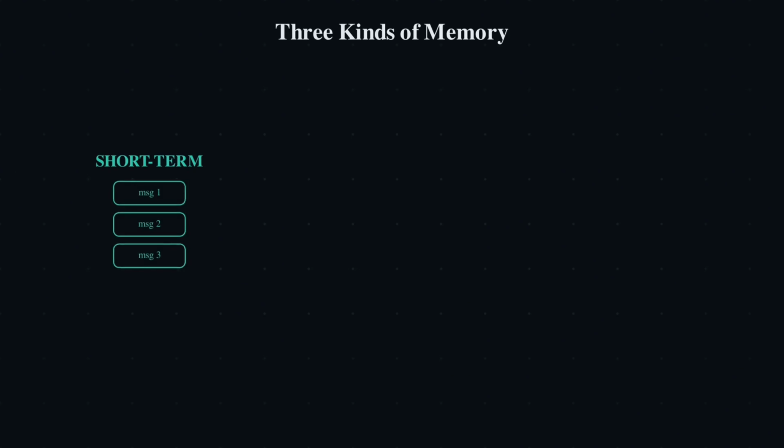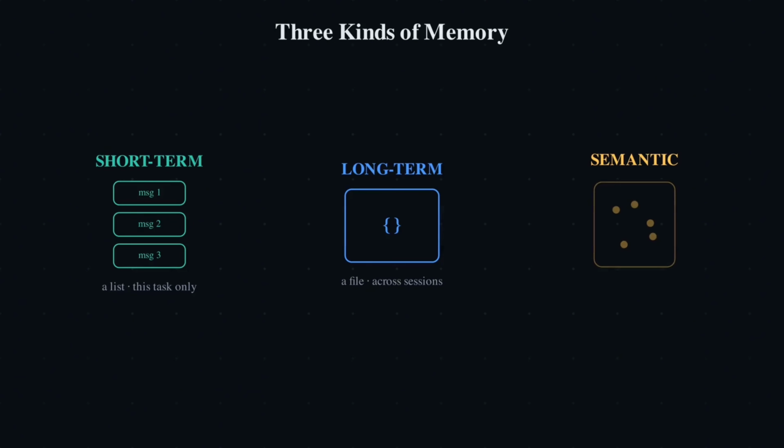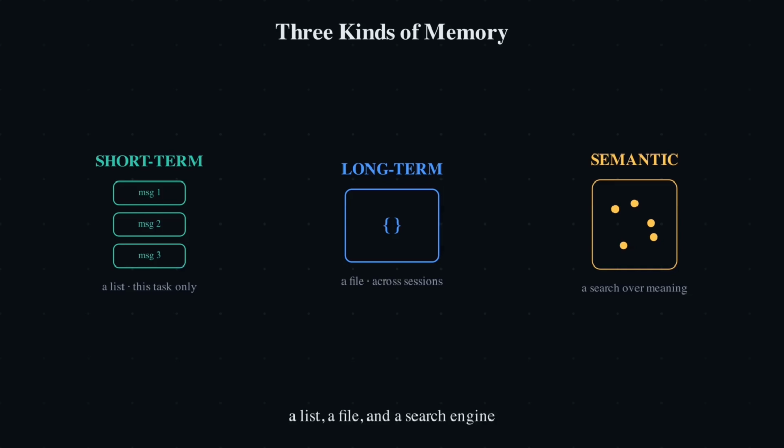There are three kinds of memory, and mixing them up is where people get confused. Let me separate them cleanly. Short-term memory is the current conversation, the message list we have used since episode 2. It lives only for this task. Long-term memory is facts that persist across tasks and sessions. For example, the user's name is Maneesh, he prefers Python, his project is called Agent Unpacked. Write it to storage, load it back later.